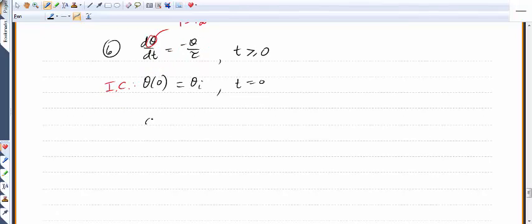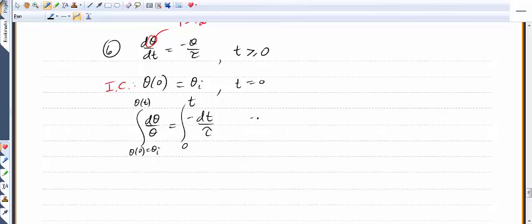So we're going to apply the separation of variables method. So the left side becomes d theta over theta. The right side becomes negative dt over tau. We're going to integrate both sides. If we consider time, we're going to take time starting at 0 out to some time t. And then we're going to have the corresponding values of theta, at 0 being the initial value of theta, out to some theta evaluated at t. So the left side becomes natural log then of theta evaluated at some time t divided by theta I. And the right side becomes minus t over tau.